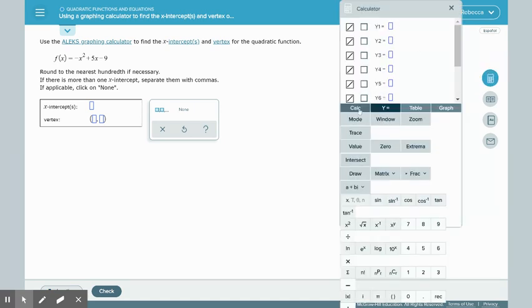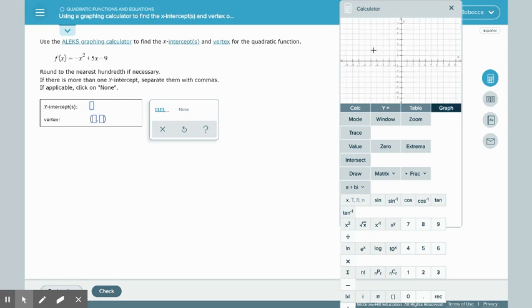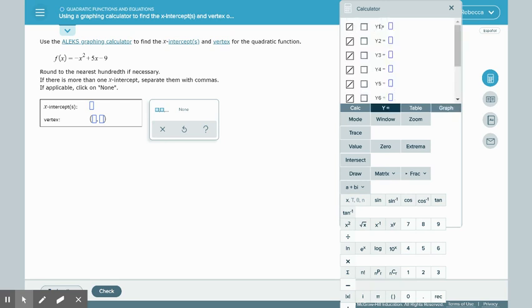y equals page. This will be if you want to do a calculation. Y equals is for typing in equations. The table will be for results afterwards, and then graph will show you what it looks like. So we're going to go ahead and go to y equals, and that one just means equation one. So we want to type in our equation.